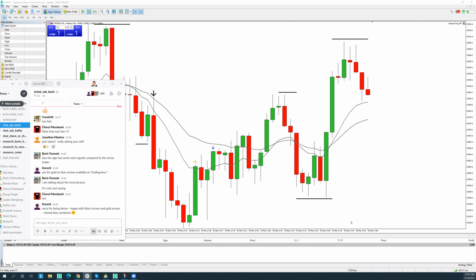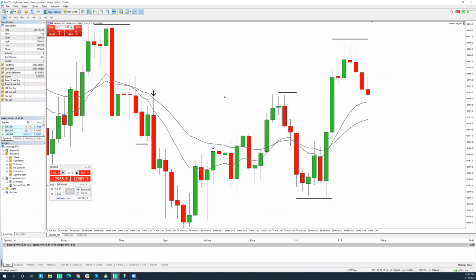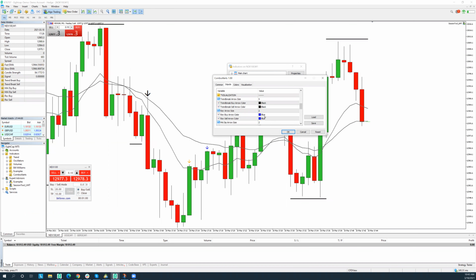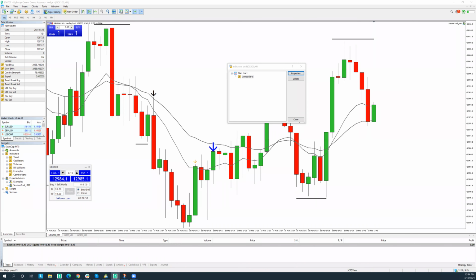Oh yeah, and Karen, by the way, these things can be made bigger or smaller. I made them smaller, but you can go in here. Let me just show you. Go to properties, reversal trader. These are blue. These are set up at 2. I can make them 9, just for argument's sake. Close, and you see how much bigger they are. Actually, it's not a bad idea to make them big. I don't know why I decided to make them small.